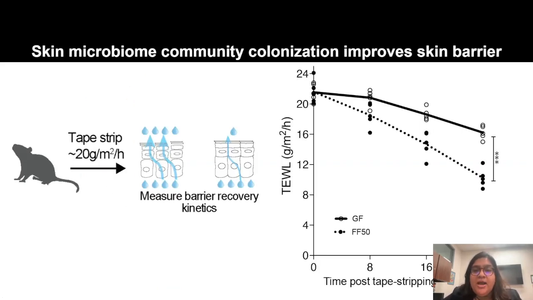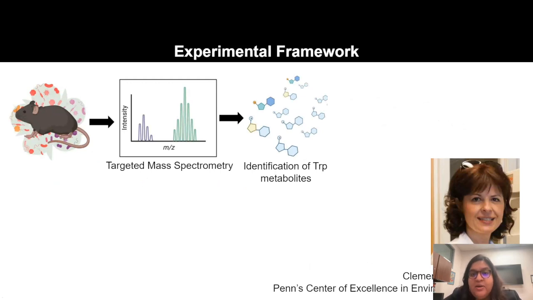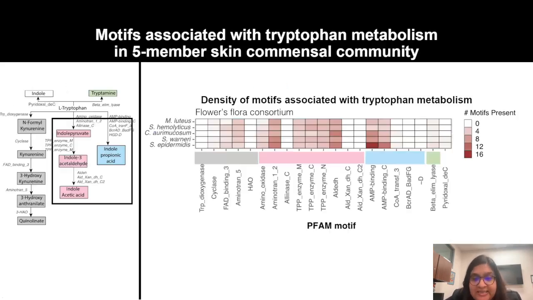That the skin microbiome community colonization indeed improved skin barrier in germ-free mice that were colonized with this FF50 community. We then collected skin from these mice and performed targeted mass spectrometry to identify the proof of concept. What we also did was take a genomics approach in which we mined the genomes of all these metabolites for tryptophan metabolizing enzymes.